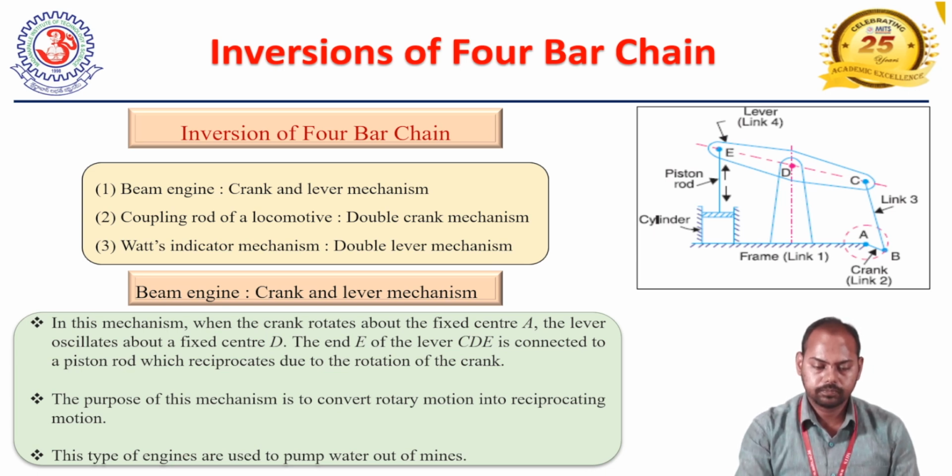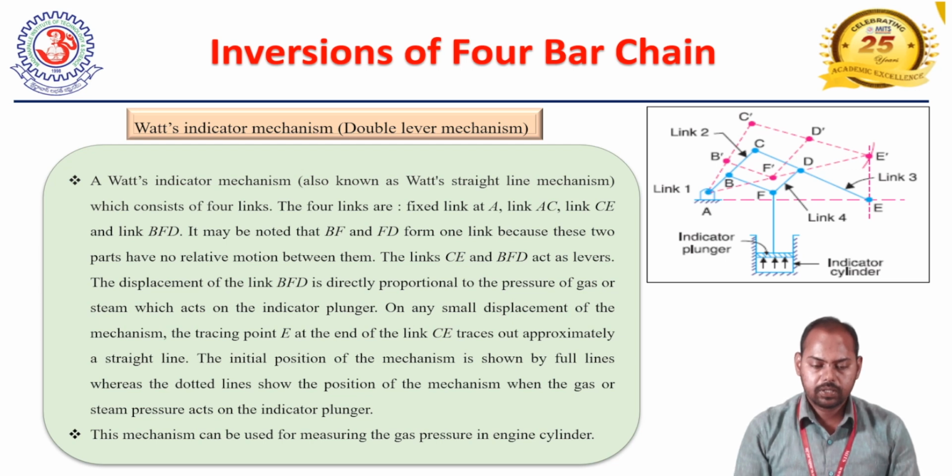Now we are going to discuss another inversion, the Watt indicator mechanism, which is also termed the double lever mechanism. The figure shows this inversion. So what is the Watt indicator mechanism? A Watt's indicator mechanism, also known as Watt's straight line mechanism, consists of 4 links. Why is it called the straight line mechanism? Because its final action gives a straight line motion.